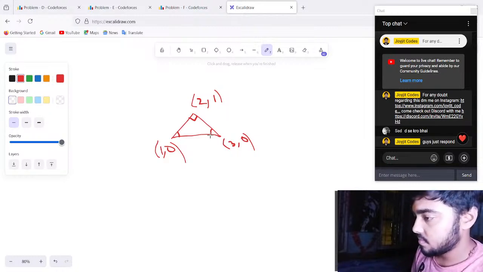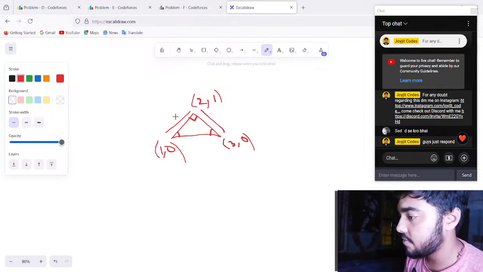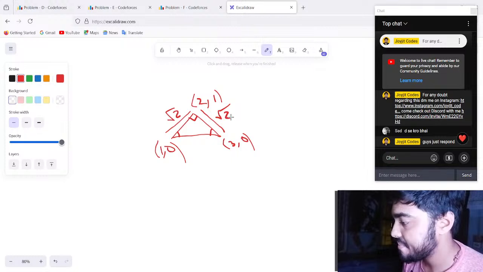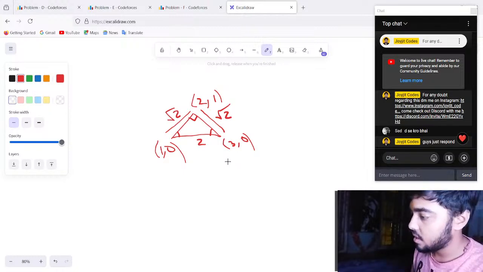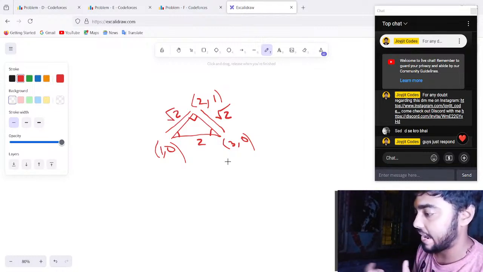now let's just calculate the distance between this and this, okay? If we calculate the distance between this and this, it becomes √2, and this also becomes √2, right? And this is 2. Okay, which basically satisfies the Pythagoras theorem. Now from the Pythagoras theorem, for the converse, it is always true that it is a right angle triangle.